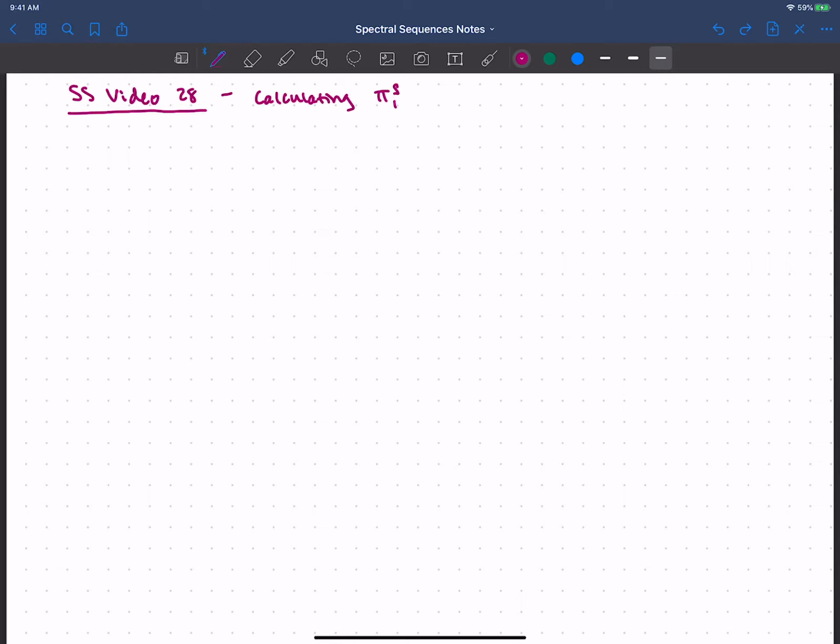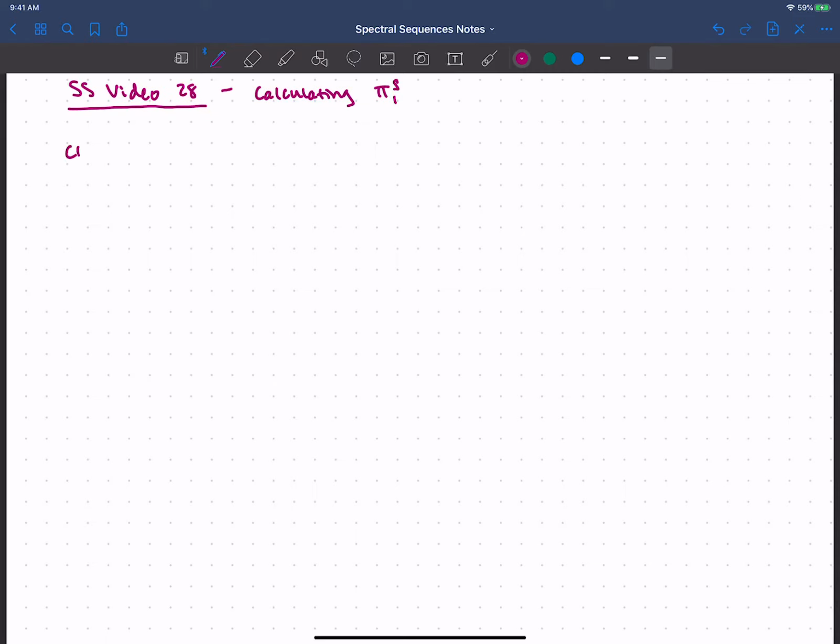All right, welcome back. So at long last, I want to talk about starting to compute the homotopy groups of spheres. So in this video, we'll compute pi1 stable, the first stable homotopy group. So the claim is that pi1 stable is just Z mod 2. Okay, and that's got a non-trivial element.